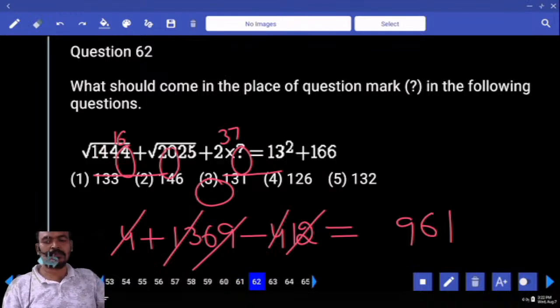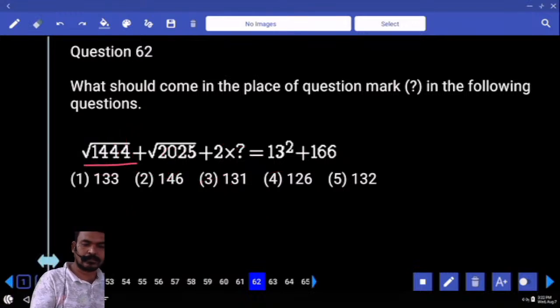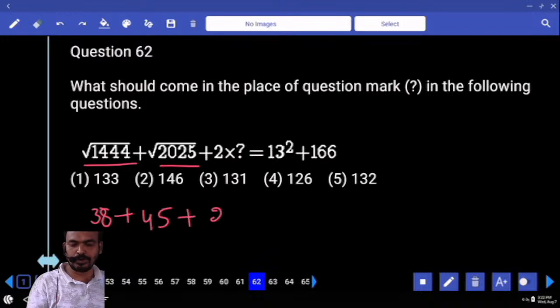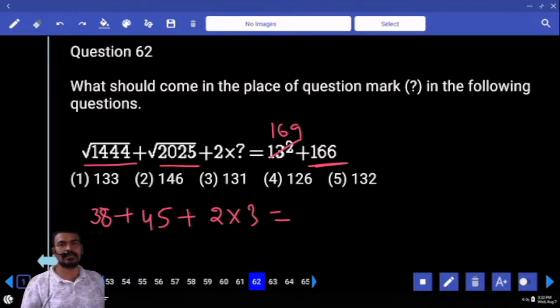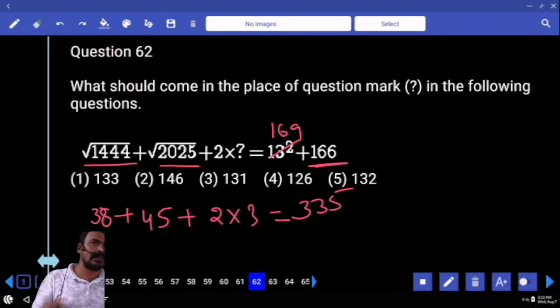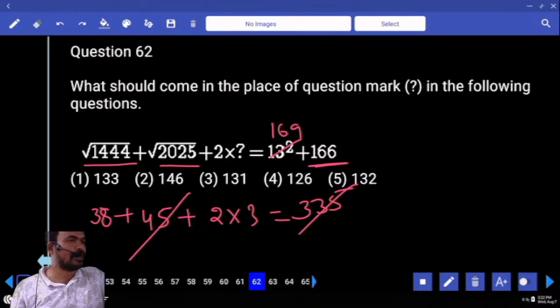Next question number 62. Square root of 1444, 38. Square root of 2025, 45 plus 2 into something, that is equal to, what is the 13 square? 169. 169 plus 166. Total it is 335. Out of 335 we are subtracting 45. What is the remaining? 290.